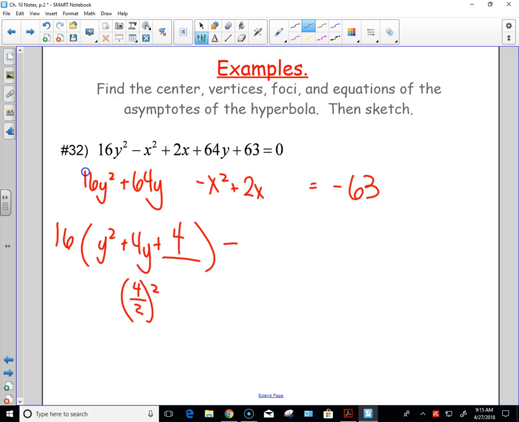Now, we're going to keep going, but over here, can't I already put negative 63 plus, why am I doing 16 times the blank of 4? The 4 is times the 16 on the outside. 4 and 16 is 64, PS. Okay.